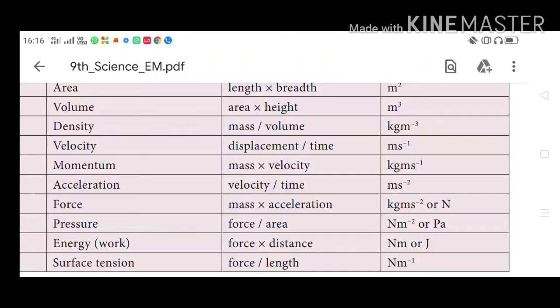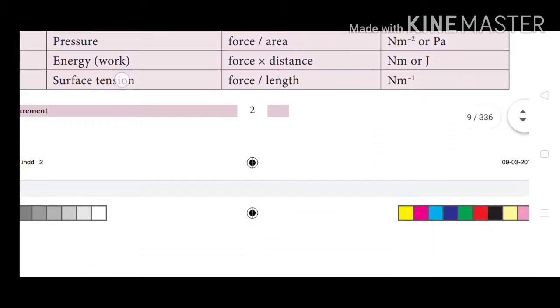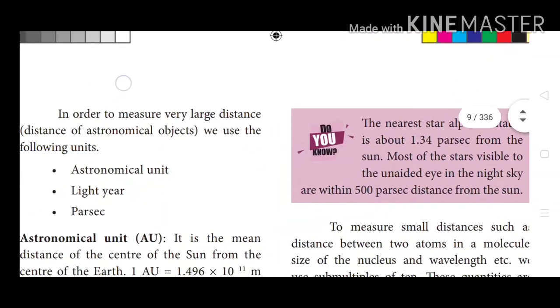Velocity is displacement by time taken. Its unit is meter per second inverse. Momentum is mass into velocity, kilogram meter second inverse. Acceleration is velocity by time taken. Its unit is meter per second inverse. Like that, you have to prepare the remaining derived physical quantities with the help of this table.